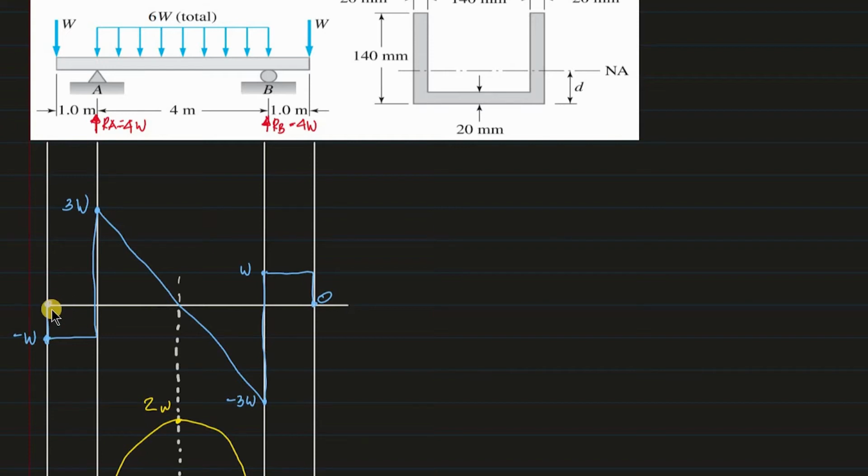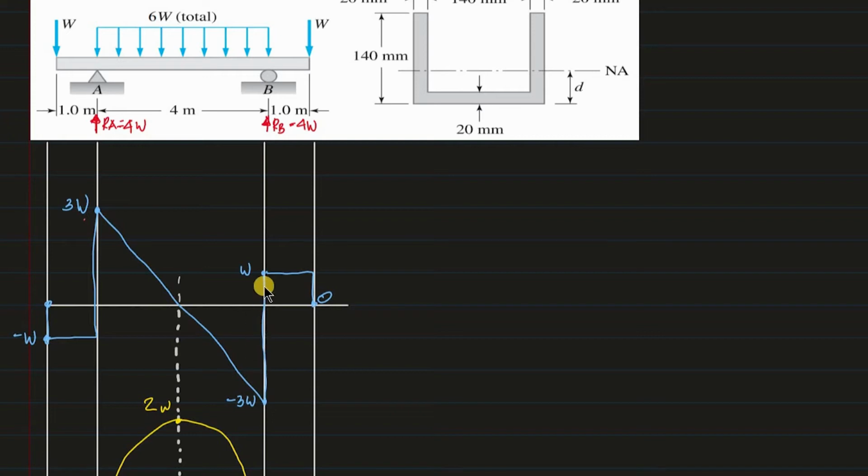Simulan natin yung ating shear diagram. Sa dulo, meron tayong W going down, so negative W. Tapos constant. Pagpunta sa A, may reaction A, which is 4W. So, umakyat tayo. Negative W plus 4W is 3W. And then, yung total kasi nito is 6W, right? So, 3 minus 6. Kaya, naging negative 3.